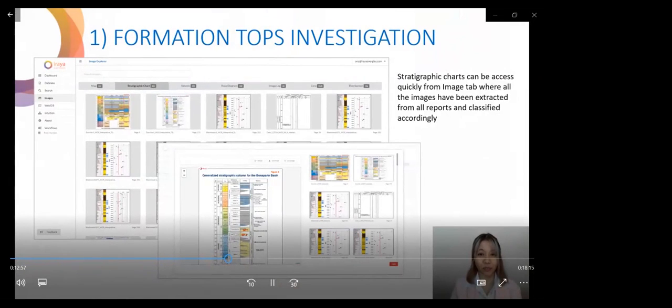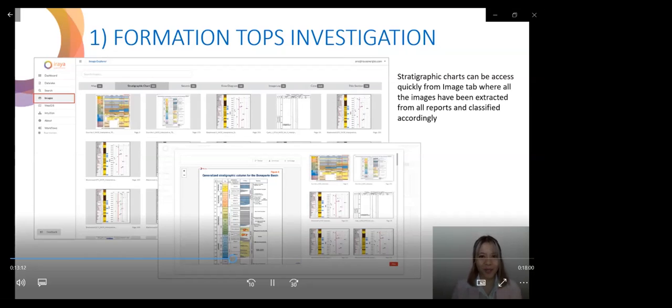Let's start investigating the formation tops available. Okay, where to begin? Do you want to open each report one by one? Do you want to find information by skimming through page by page? Yeah, I don't want to do that either.